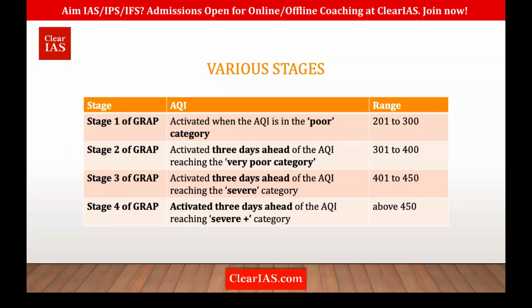Remember the ranges: 201 to 300 is the poor category, 301 to 400 is very poor, 401 to 450 is severe, and 450 plus is severe plus. The first stage is when it reaches the poor category, and the rest of the stages are launched 3 days prior to the corresponding categories. That is how the Graded Response Action Plan is launched.